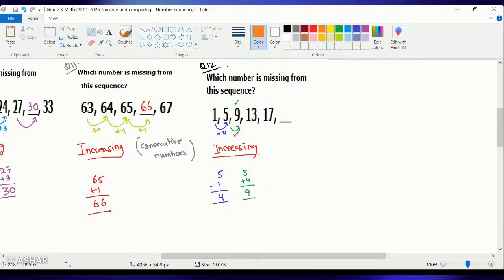Plus 4, right? Then 17 should be plus 4 as well. 17 plus 4 would be, here we found the difference. Okay, and we are applying the same difference to each number. 17 plus 4 should be equal to 21. So we can say that the missing number over here was 21. Okay.